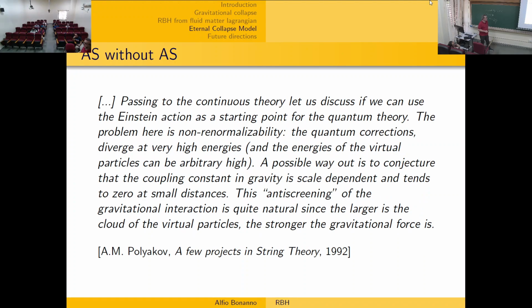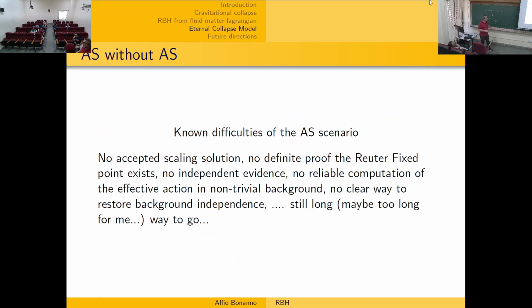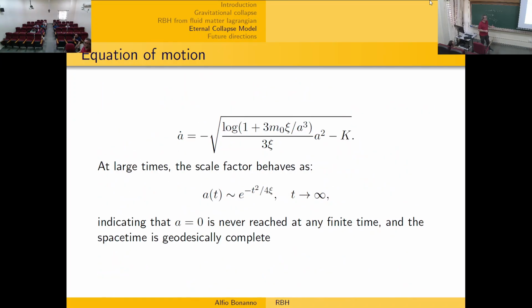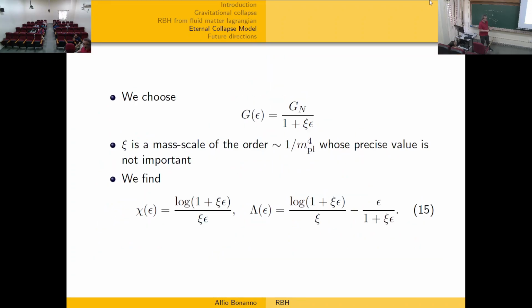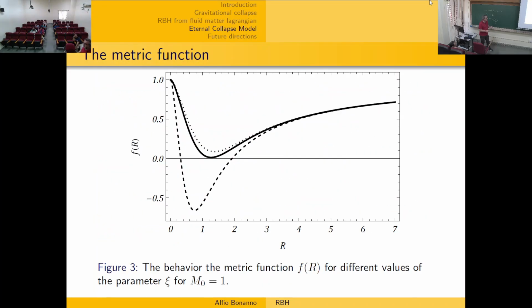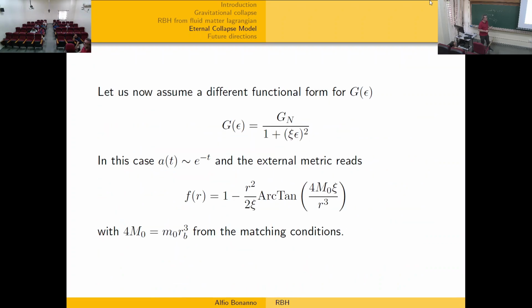The nice thing is that I have implemented this idea. What happens if I change this? There's nothing really serious. Suppose I have this model of running of G, and suppose that G goes to 0 faster now with energy density. Then your f of r is given by this expression, and you still have a regular black hole.